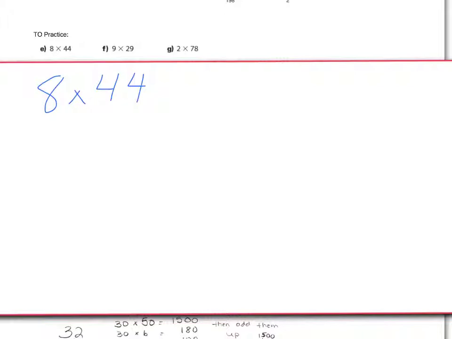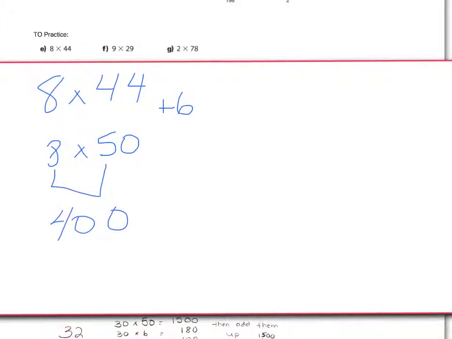44 doesn't work well that way. But I could use compensation. I could add 6 to 44 to make it 50. And I know 8 times 5 is 40, and I add my 0 back on.